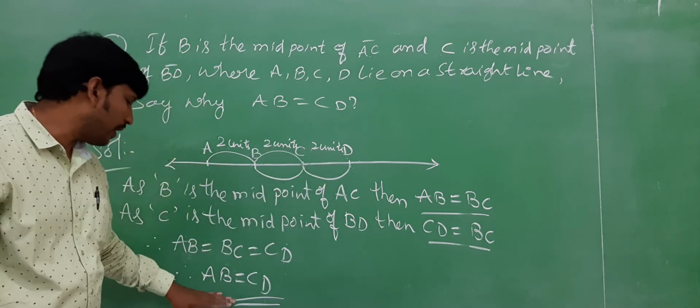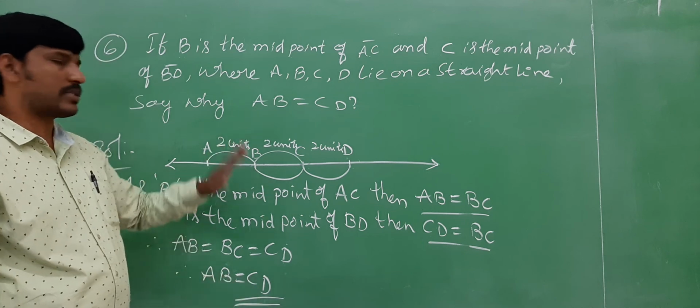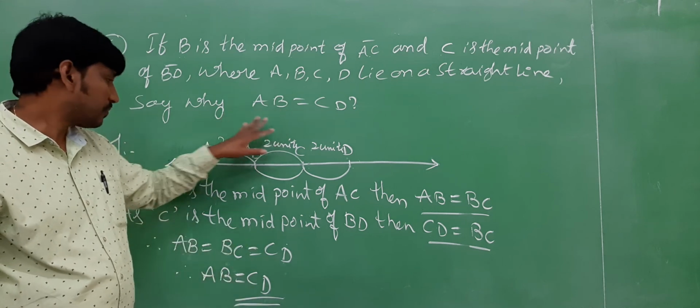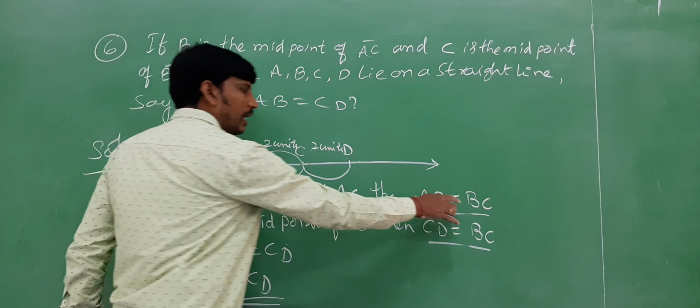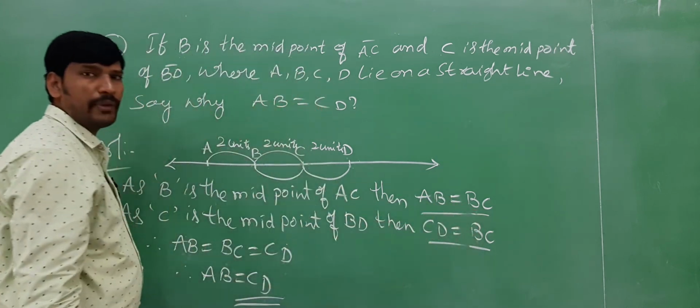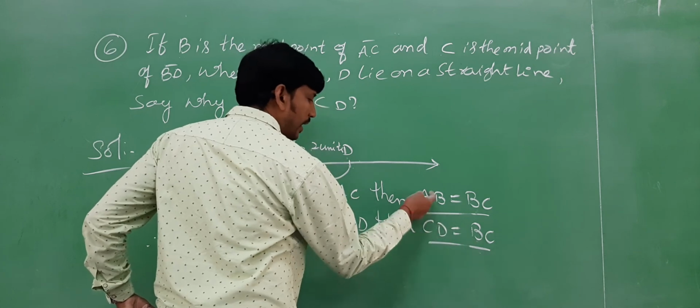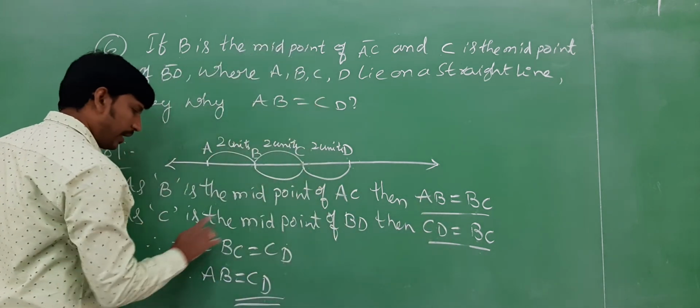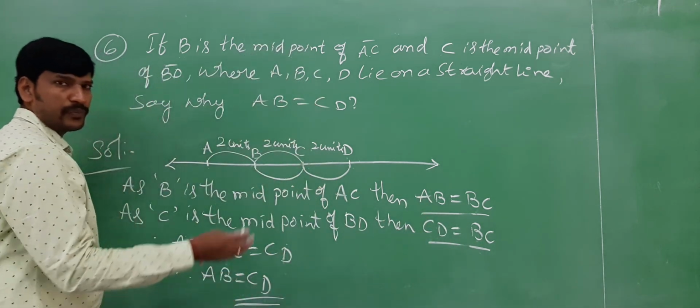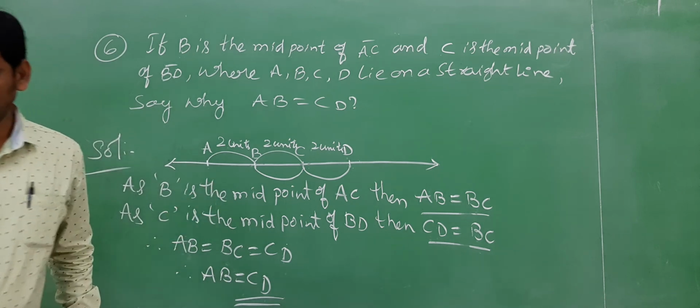So therefore here, AB equal to CD. Yes. Why? Because BC is common here. AB equal to BC as well as CD is also equal to BC. Then we can say AB equal to CD. AB equal to CD. Right? Come on, copy this.